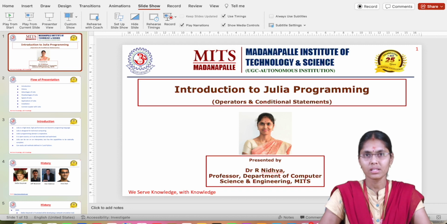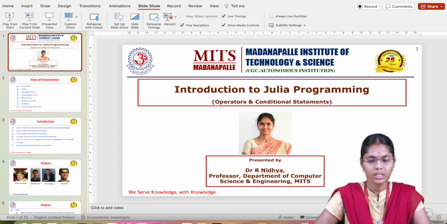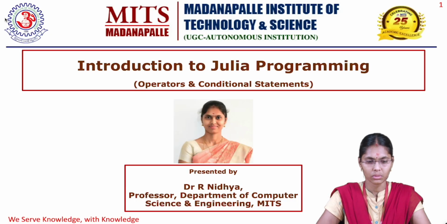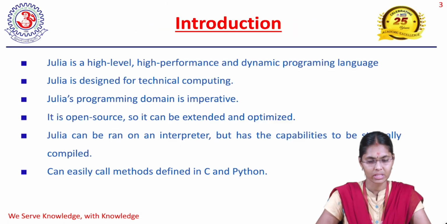In our last lecture, we discussed the installation of Julia programming, and we started discussing the introduction to Julia programming, including who the inventors are and what the advantages are. With a small recap, we are going to start our session here. Today we are going to discuss operators and conditional statements in Julia programming. Before that, we are going to have a small recap of what we discussed in the last class.